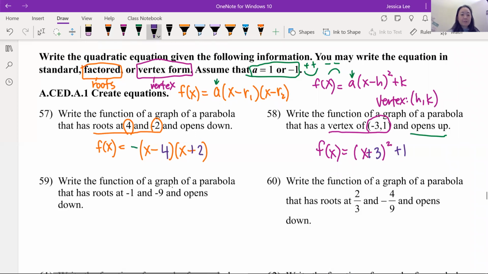It says write the function of a graph of a parabola that has roots at -1 and -9 and opens down. So there we go. Roots, orange. So here's roots, -9, -1. And so this is going to be f of x is equal to, opens down. Oh, this opens down, so we've got to put in that negative right there. Negative, and this is going to be x minus a -1, x minus a -9.